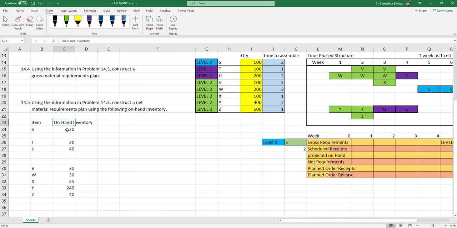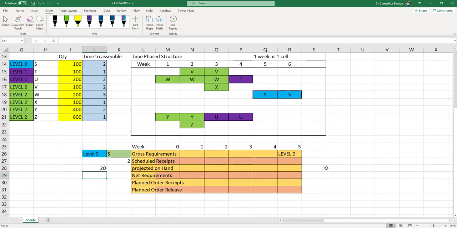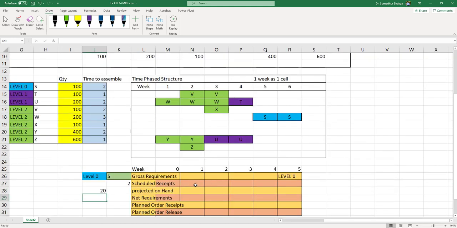We have certain on-hand inventory. So for S, I'm going to bring it here close by so that I can see it. Then let's deal with this much. Now I need scheduled receipts. There's no information given, so 0. Projected on hand this week is going to be 20. Yes, so in week 6, I will have on hand of 20.